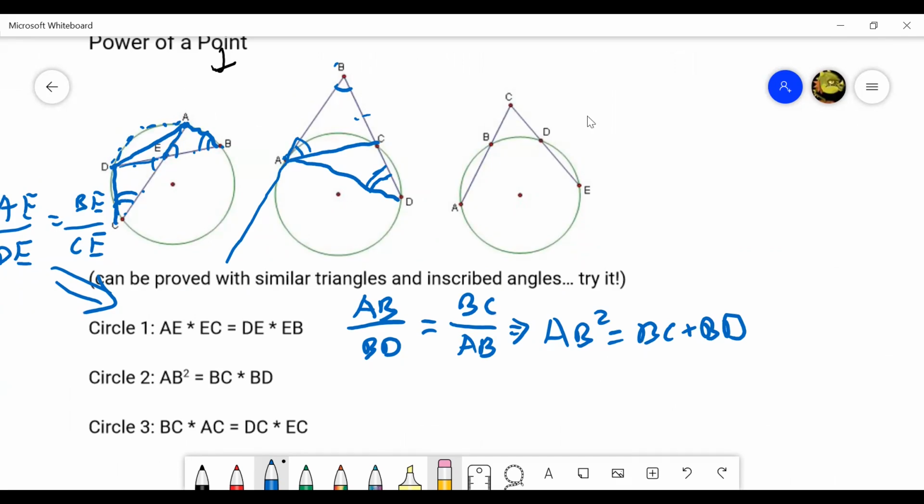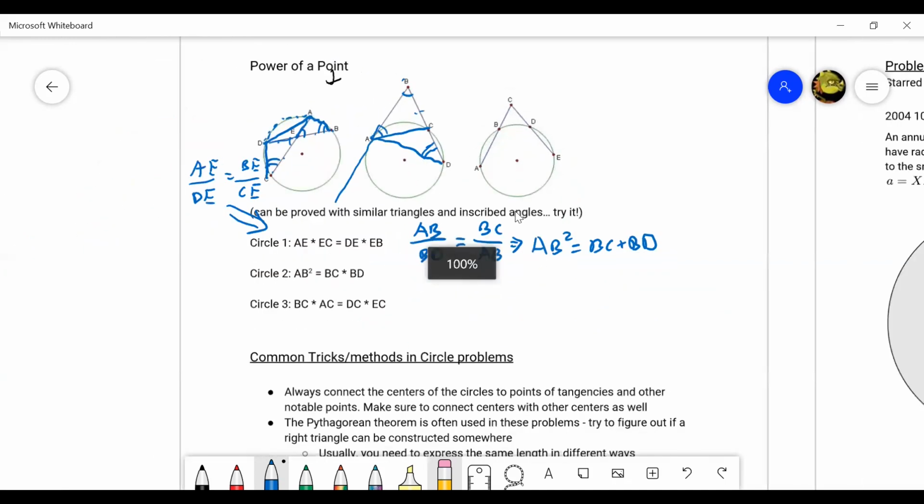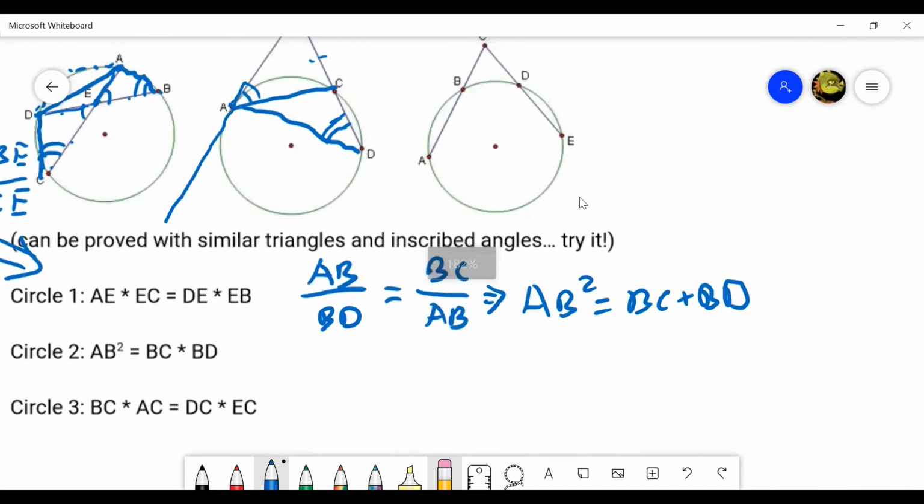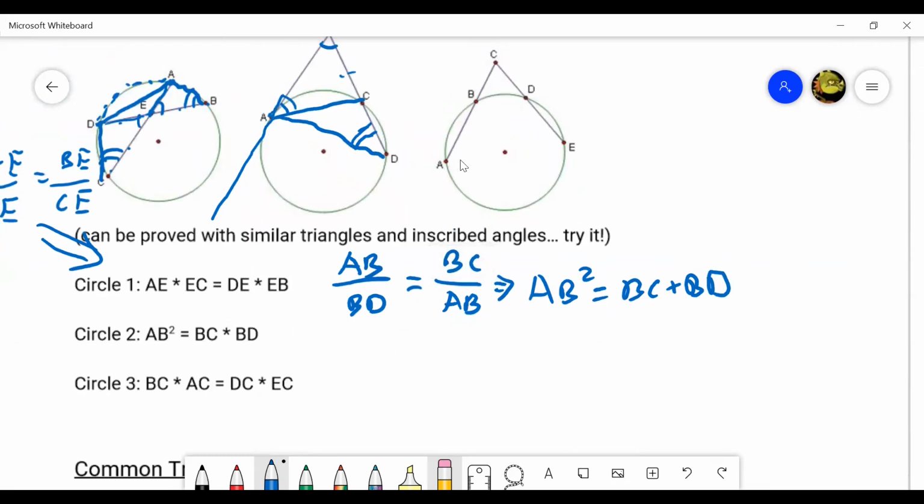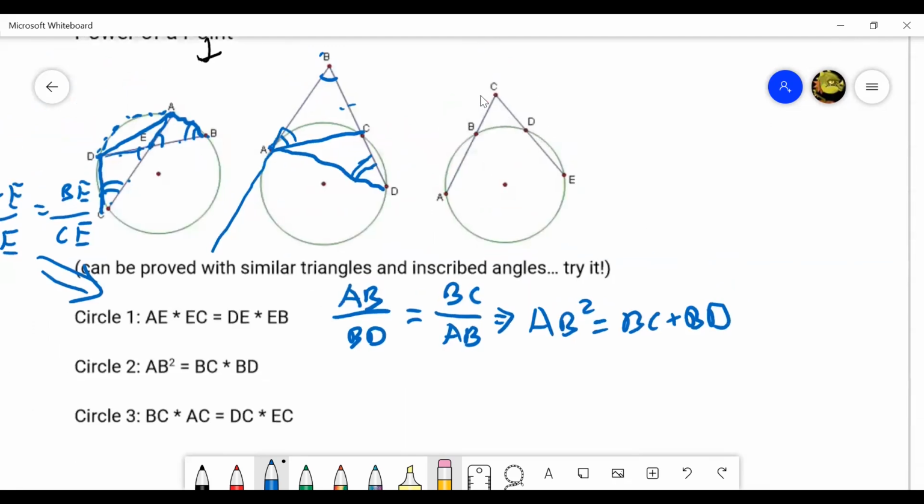And lastly, this is kind of a corollary of the second one. If we have a point C and a circle, and you draw any two lines that intersect the circle, as you can see in the diagram, and they don't have to be tangent or anything, then you have CB times AC equals CD times CE.